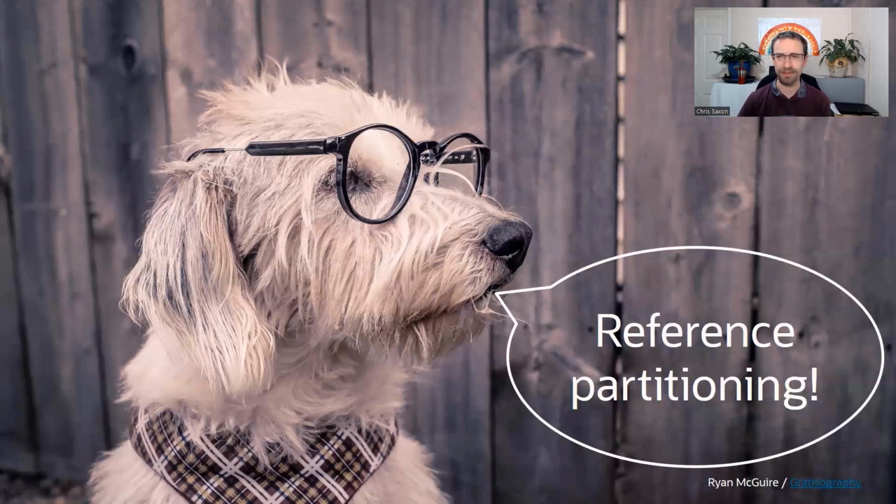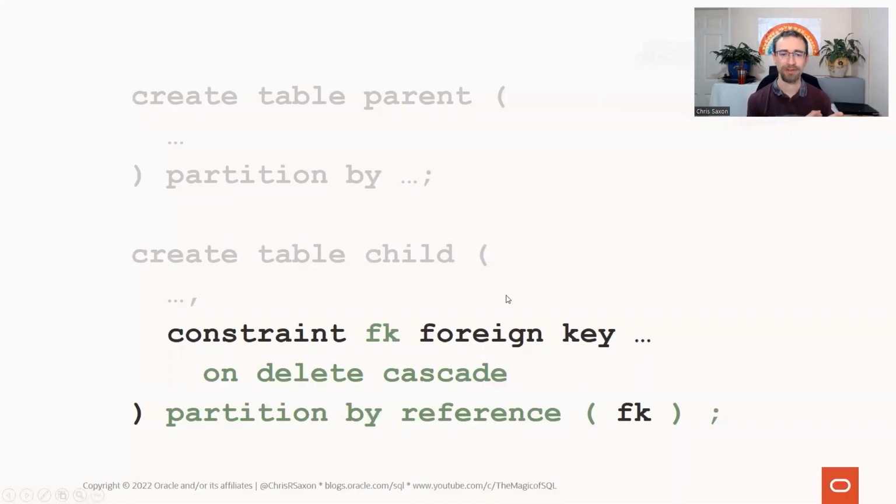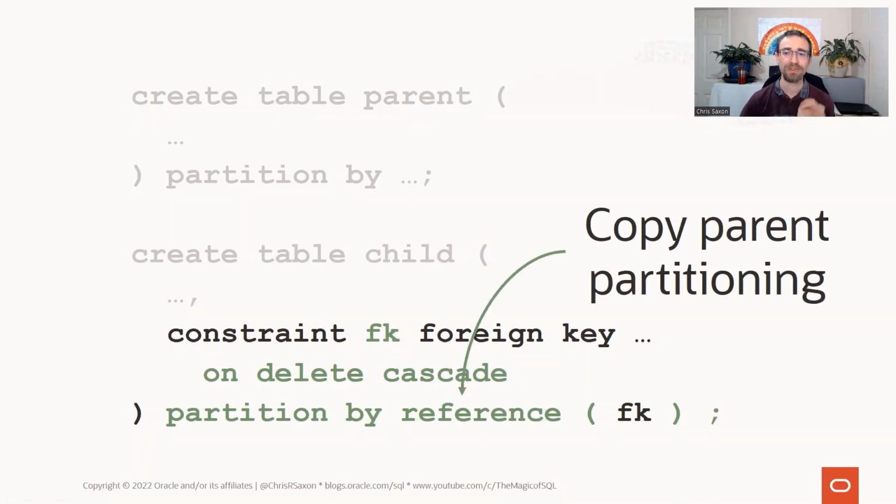This is something we introduced back in 11g, I believe. We've got our parent and child tables with a foreign key reference, and what we're doing is actually partitioning by the foreign key. So in effect, the child inherits the parent's partitioning scheme. They are a clone of each other. If you add a partition to the parent table, it will also get added to the child. If you remove a partition from the parent table, it will get removed from the child as well.